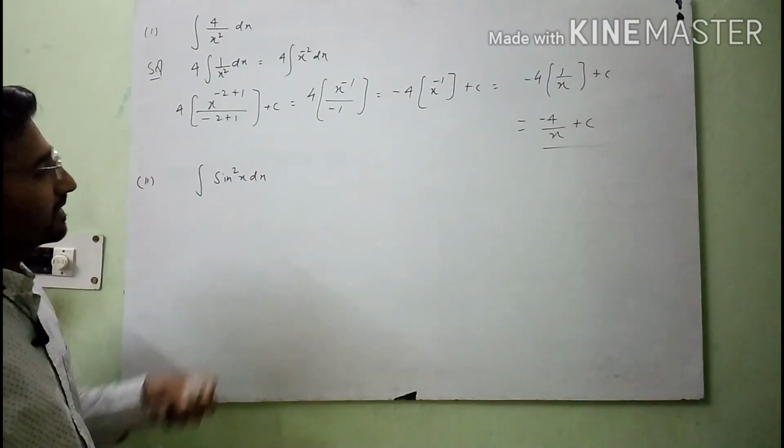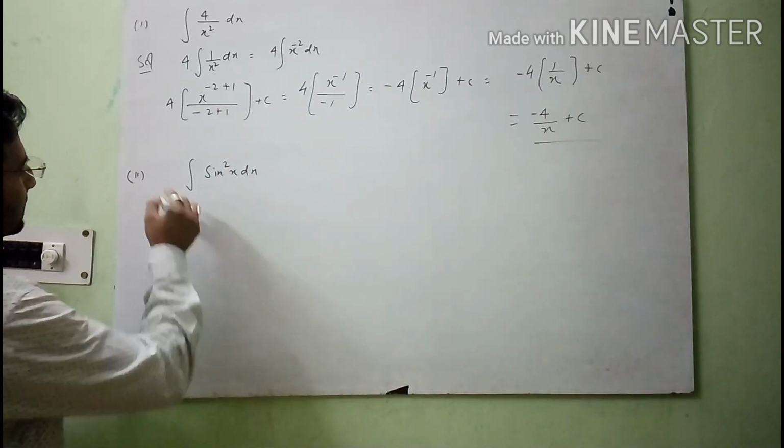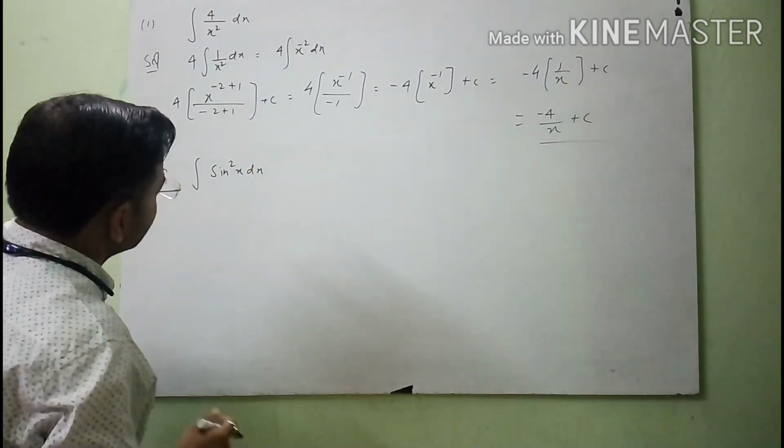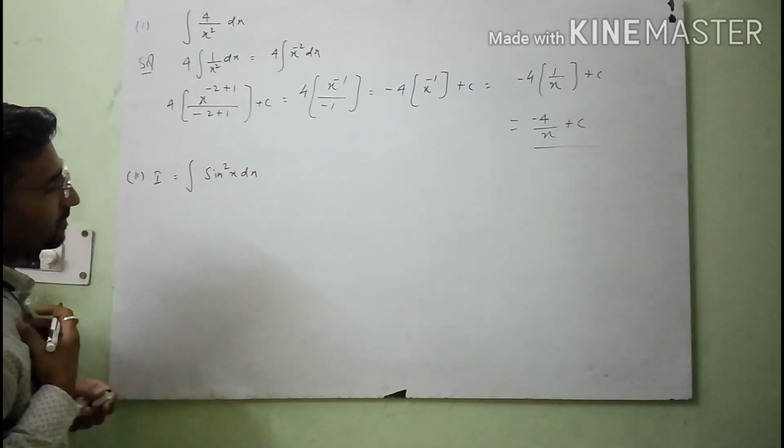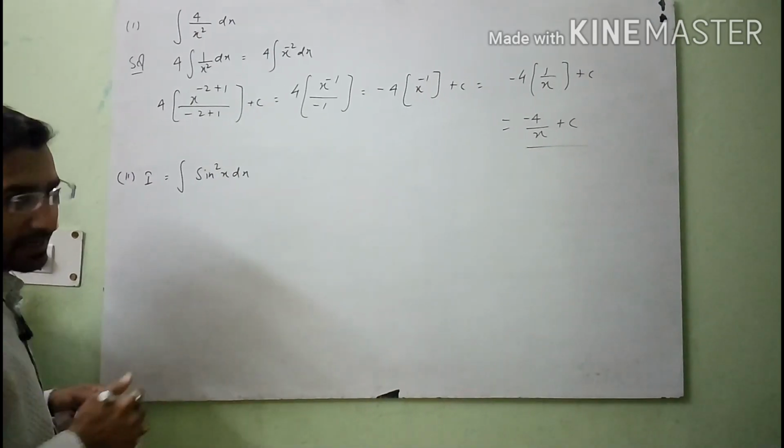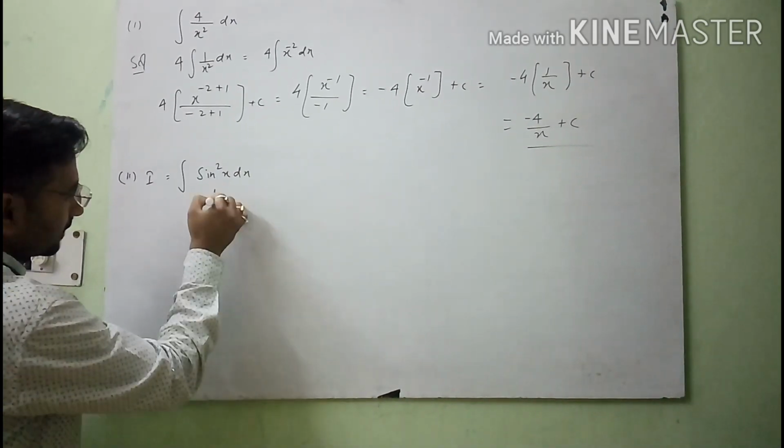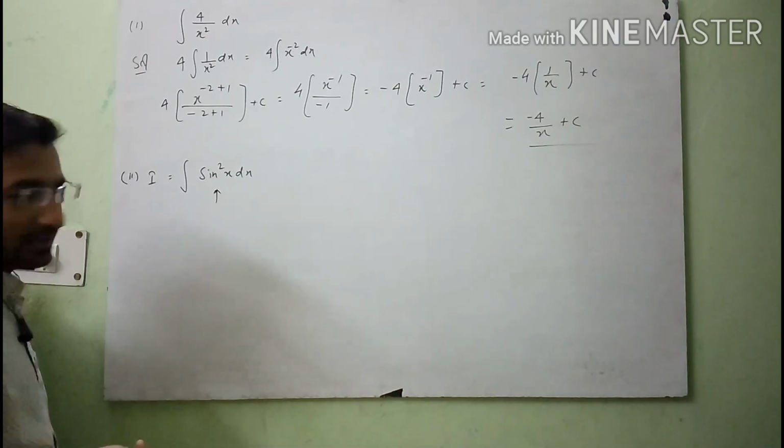Friends, see, in this second question, we want to integrate sin square x. So see how we will integrate this function. This function will not integrate directly here. So for that, what we will do, we will use some trigonometric identities.